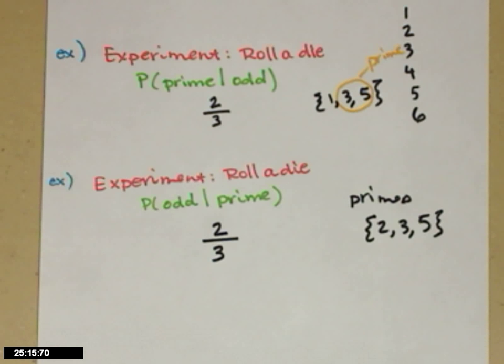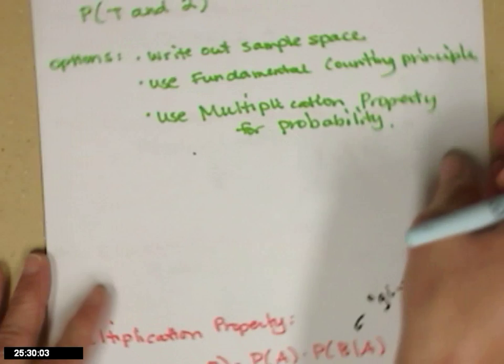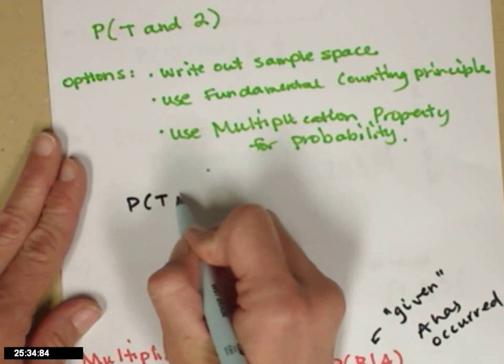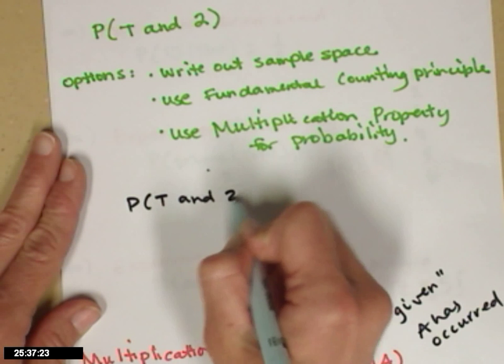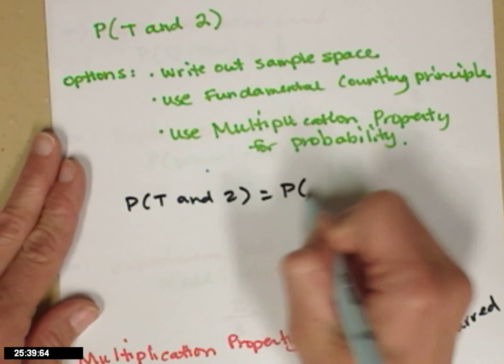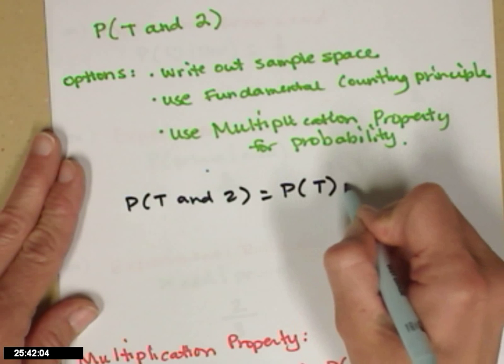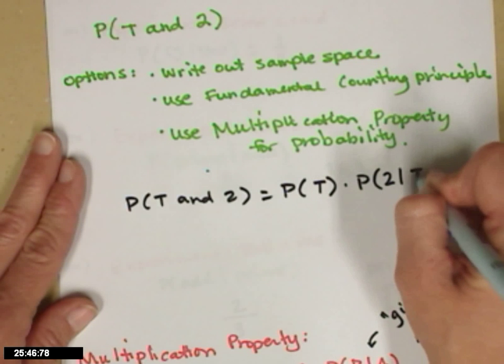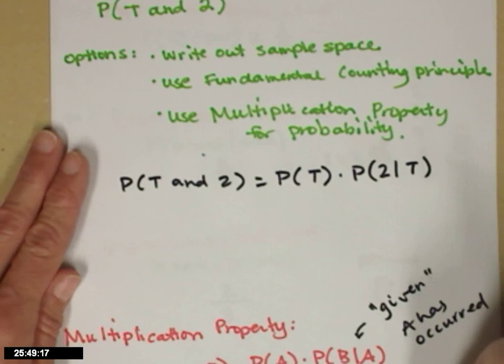Okay. So what were we working on? Oh, so back to this multiplication property. Probability of T and 2 is equal to the probability of T times the probability of 2 given that we had tails happen before.